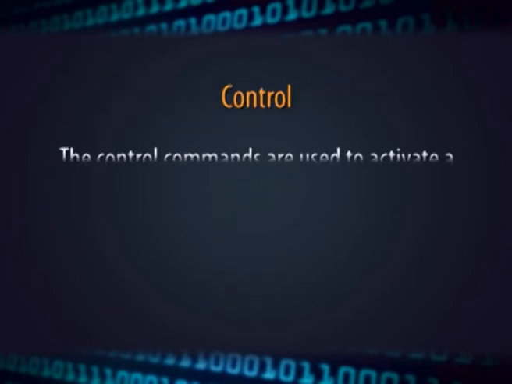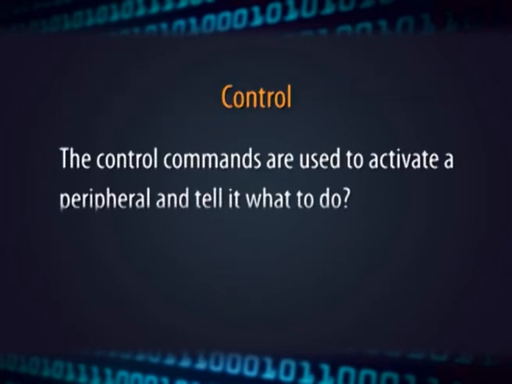The control commands are used to activate a peripheral and tell it what to do. For example, a pen drive may be issued a command to lock or unlock for any read or write operation. The control commands are specific to the type of the device the CPU is communicating with.